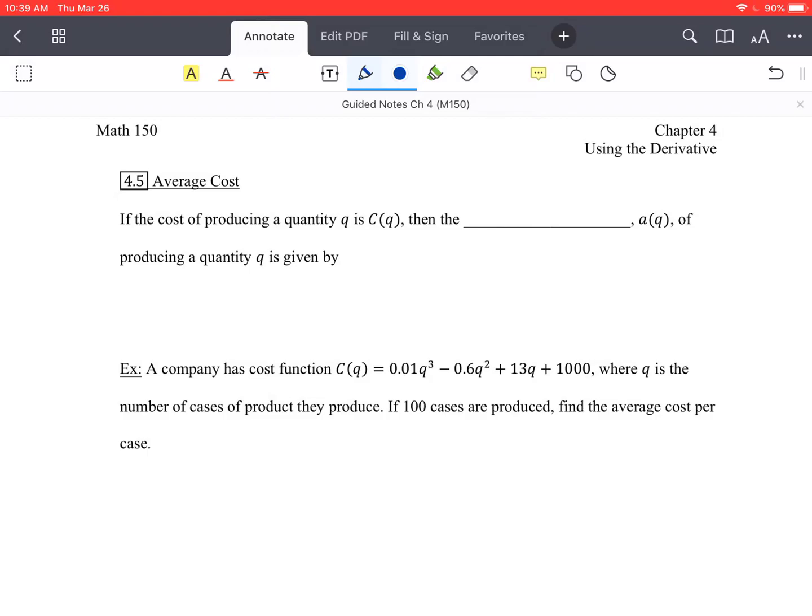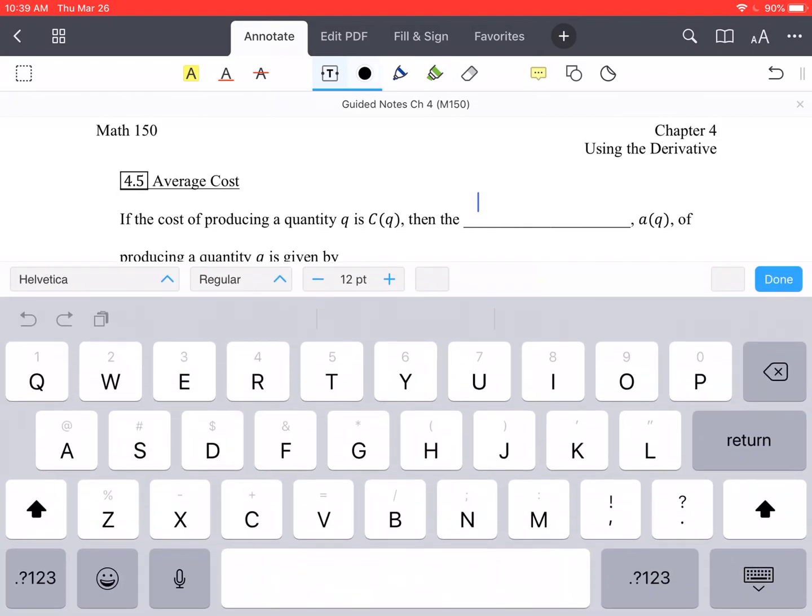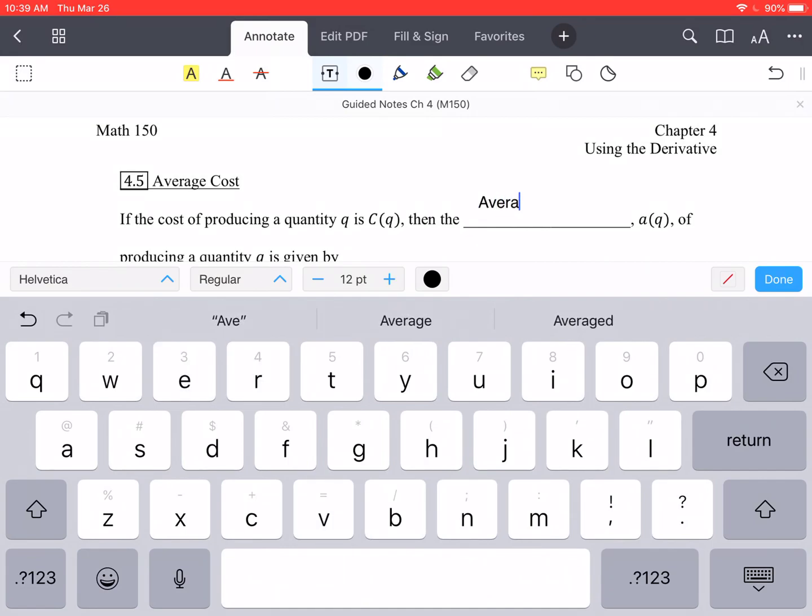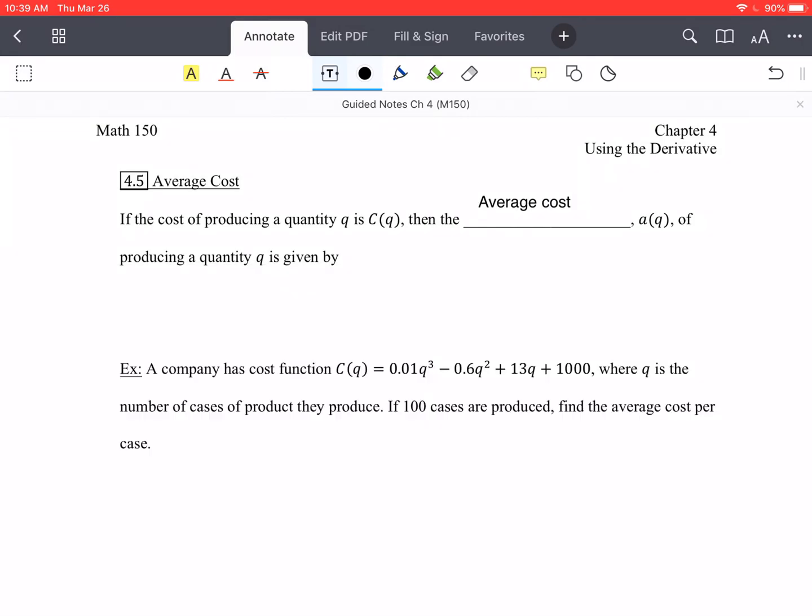So if the cost of producing a quantity Q is C of Q, then we say the average cost, A of Q, of producing quantity Q is given by A of Q equals cost over quantity. So C of Q over Q.